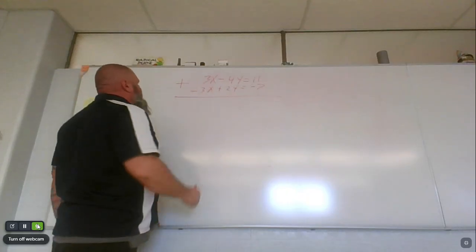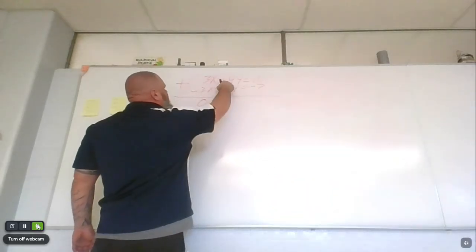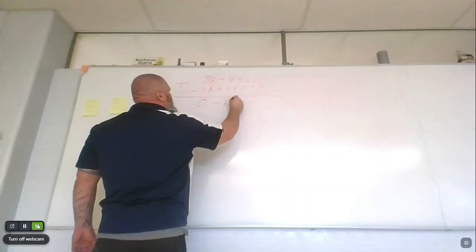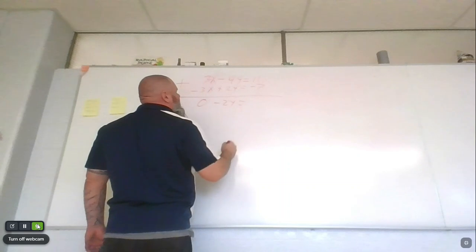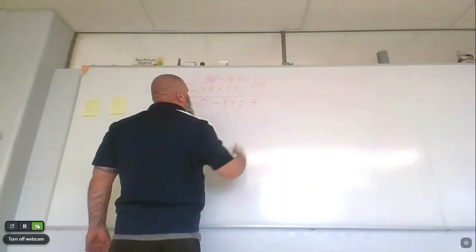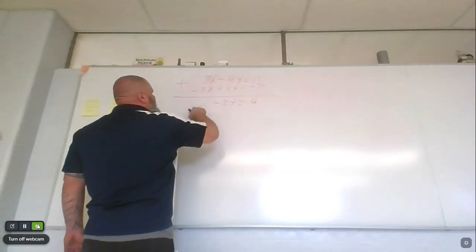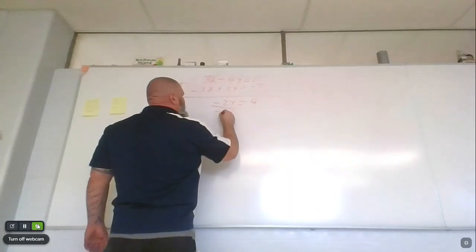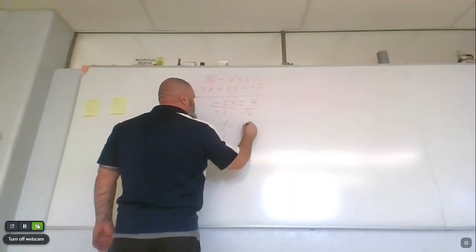3x plus negative 3x cancels itself out. Negative 4y plus 2y gives me negative 2y. Then 11 plus negative 7 is 4. Now let's go ahead and solve for y. I'm just going to erase this 0 because it's irrelevant. Solve for y, divide by negative 2, and y equals negative 2.